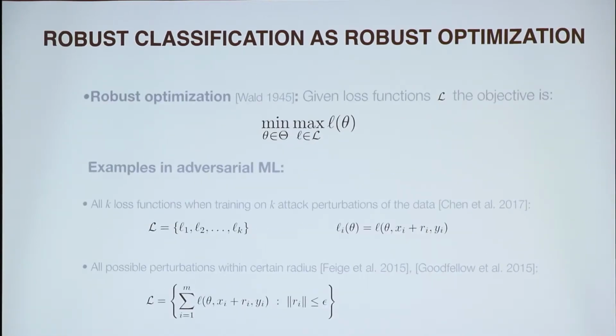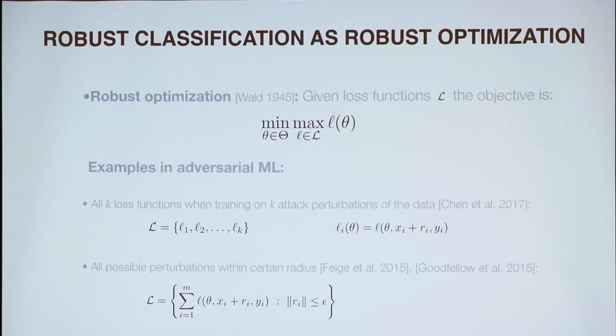So, as was just proposed, a different way of looking at this is as robust classification. We can think about this as robust optimization. In robust optimization, we have some class of loss functions, L, and we want to optimize some parameter. We want to minimize the max loss, where the maximum is taken over all loss functions from this class L.